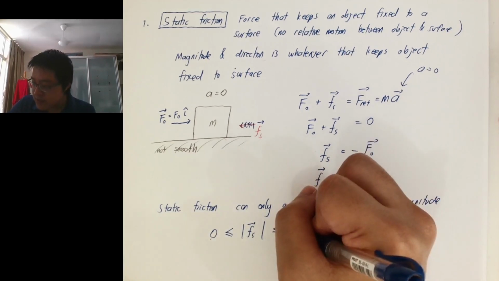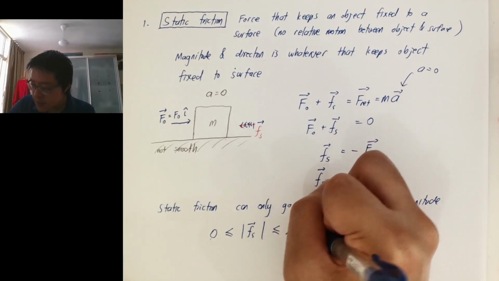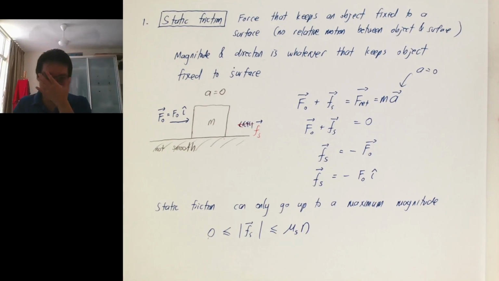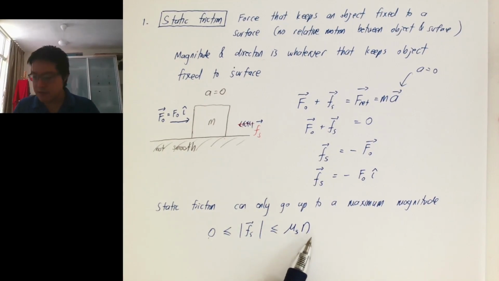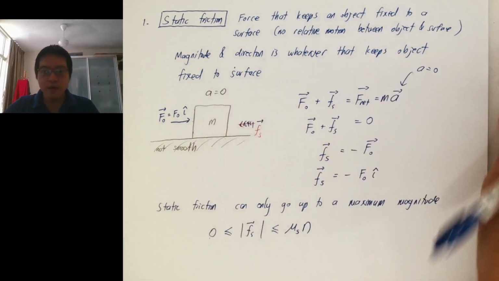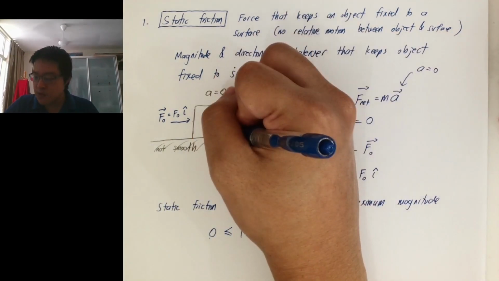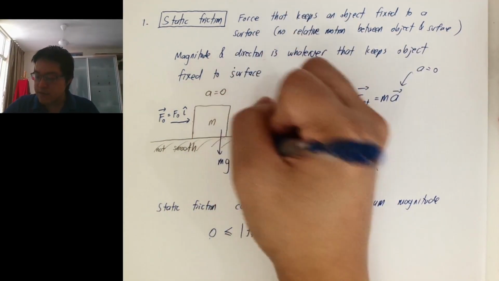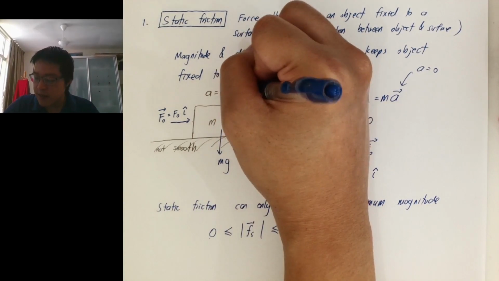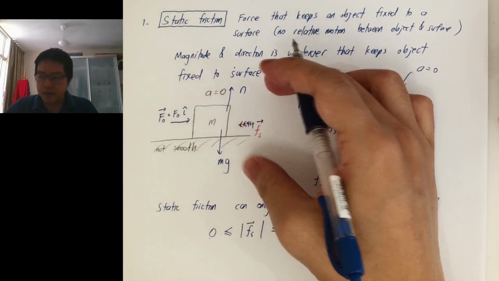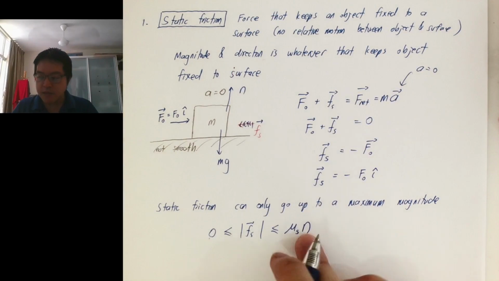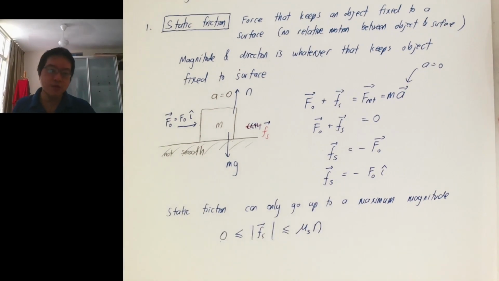If you learned this in high school, you have seen this formula, mu s times the normal force. So we can calculate this based on the normal force, right? So for this problem, you need to determine the normal force as well. So we look at the vertical forces. We got mg here and then N here. So for this question, N is equal to mg. So it depends on the normal force this way.